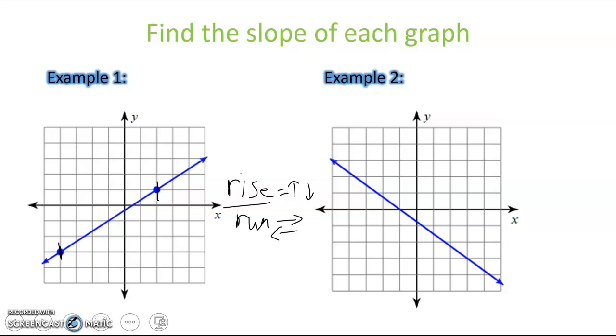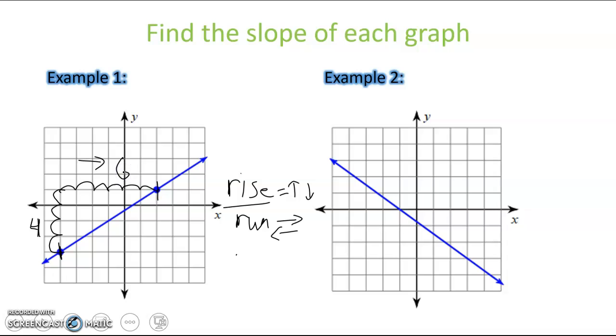For this one, we're going to go up or down first. I'm going to have to count up. So I'm going to go up 1, 2, 3, 4. So I counted up 4 spots. And then I need to count over left or right. This time I'm going to count to the right. 1, 2, 3, 4, 5, 6. I count to the right 6 spots.